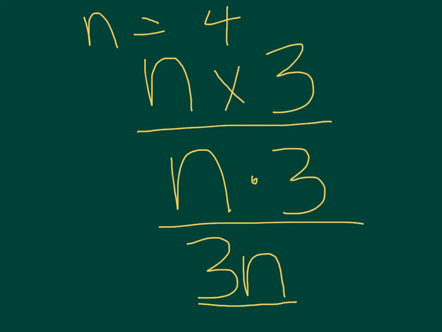Exactly. So this is how we express multiplication when we're working with variables. 3n is the best way to do it, the most common way you're going to see when you move forward.